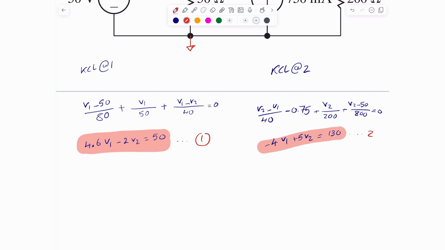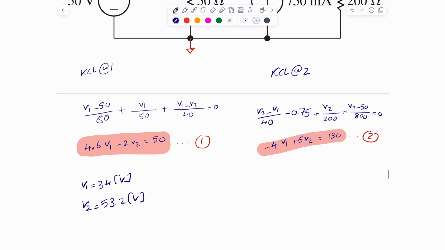So all we have to do is go ahead and solve these two equations to figure out what V1 and V2 are. V1 will be 34 volts, and V2 will be 53.2 volts. All right, so we know the two voltages. We can use them to figure out what V naught is. So let me copy that image down in here.